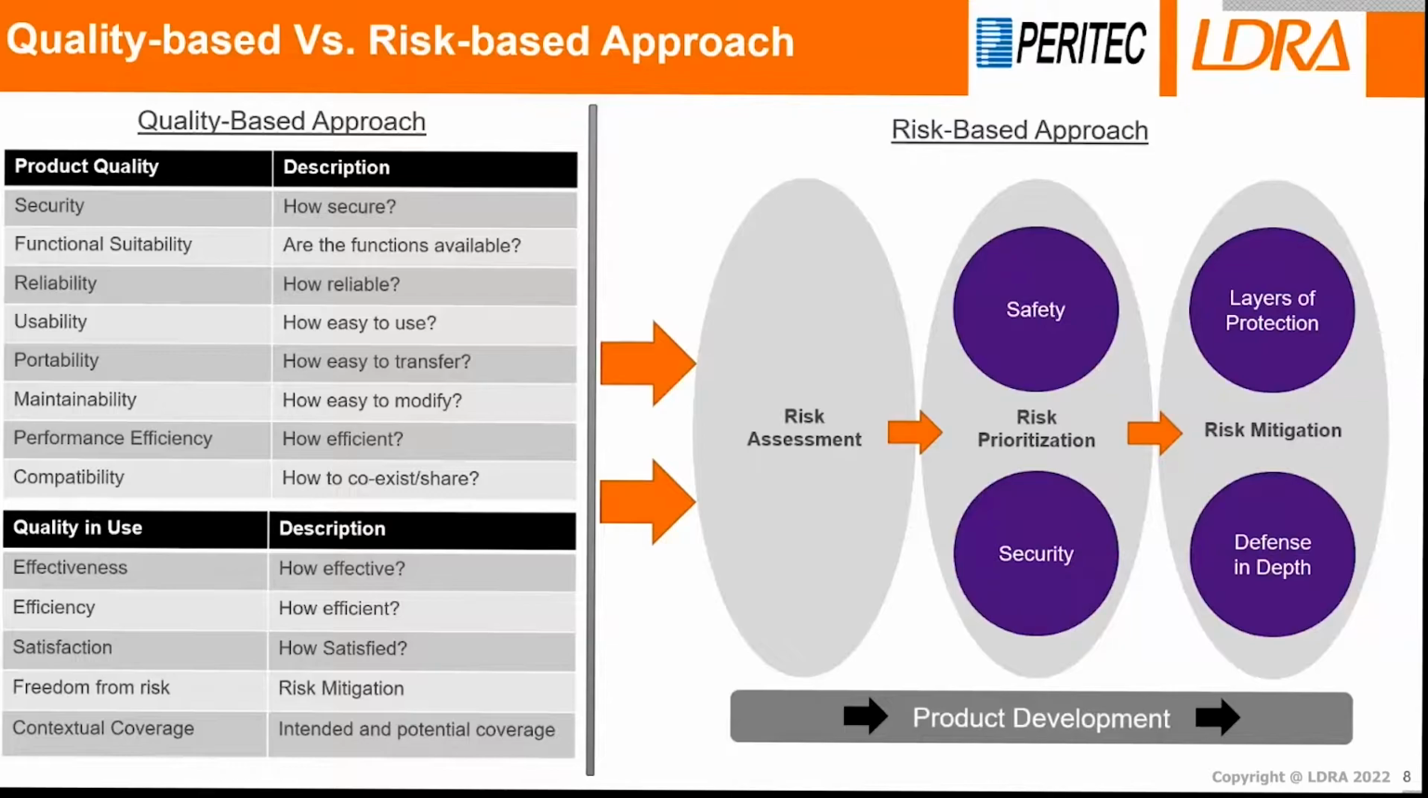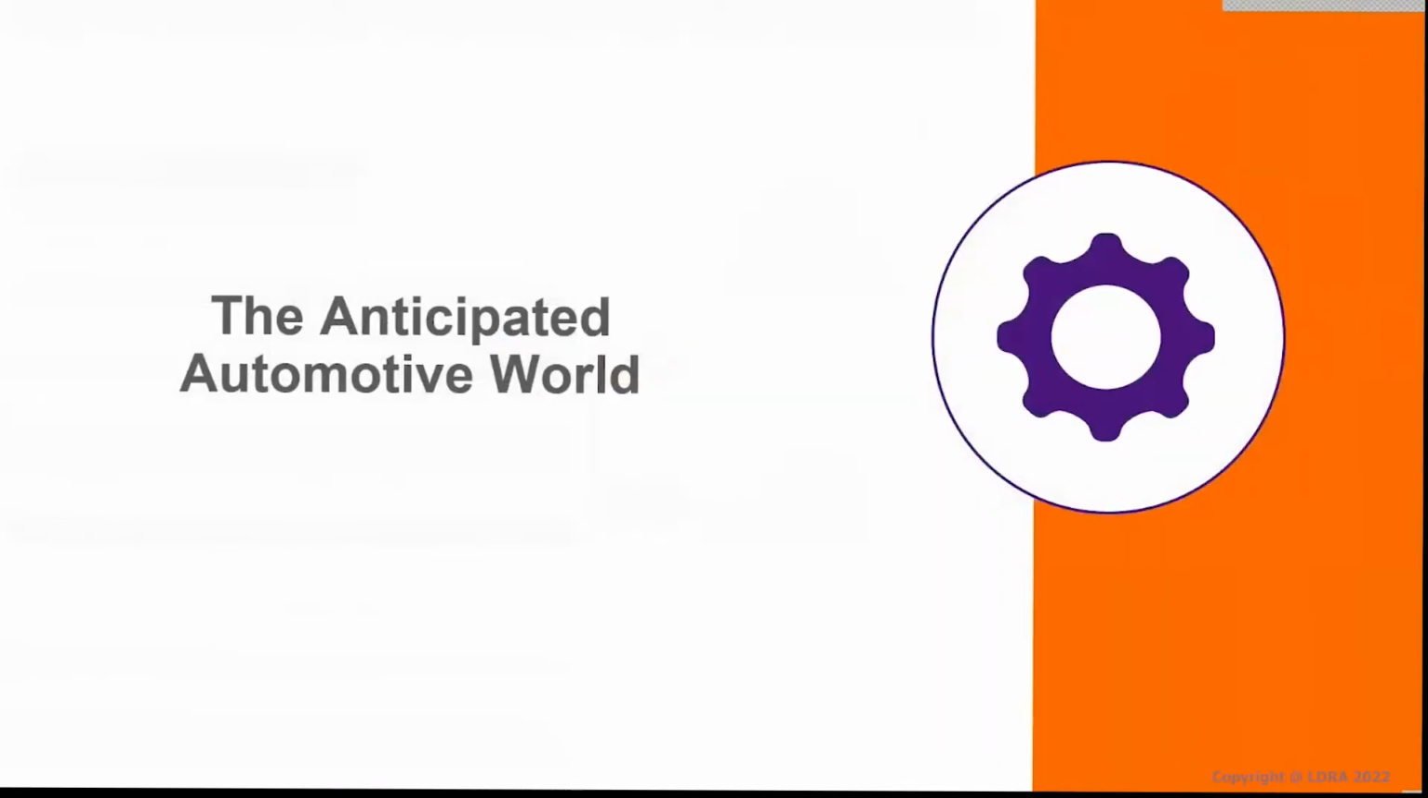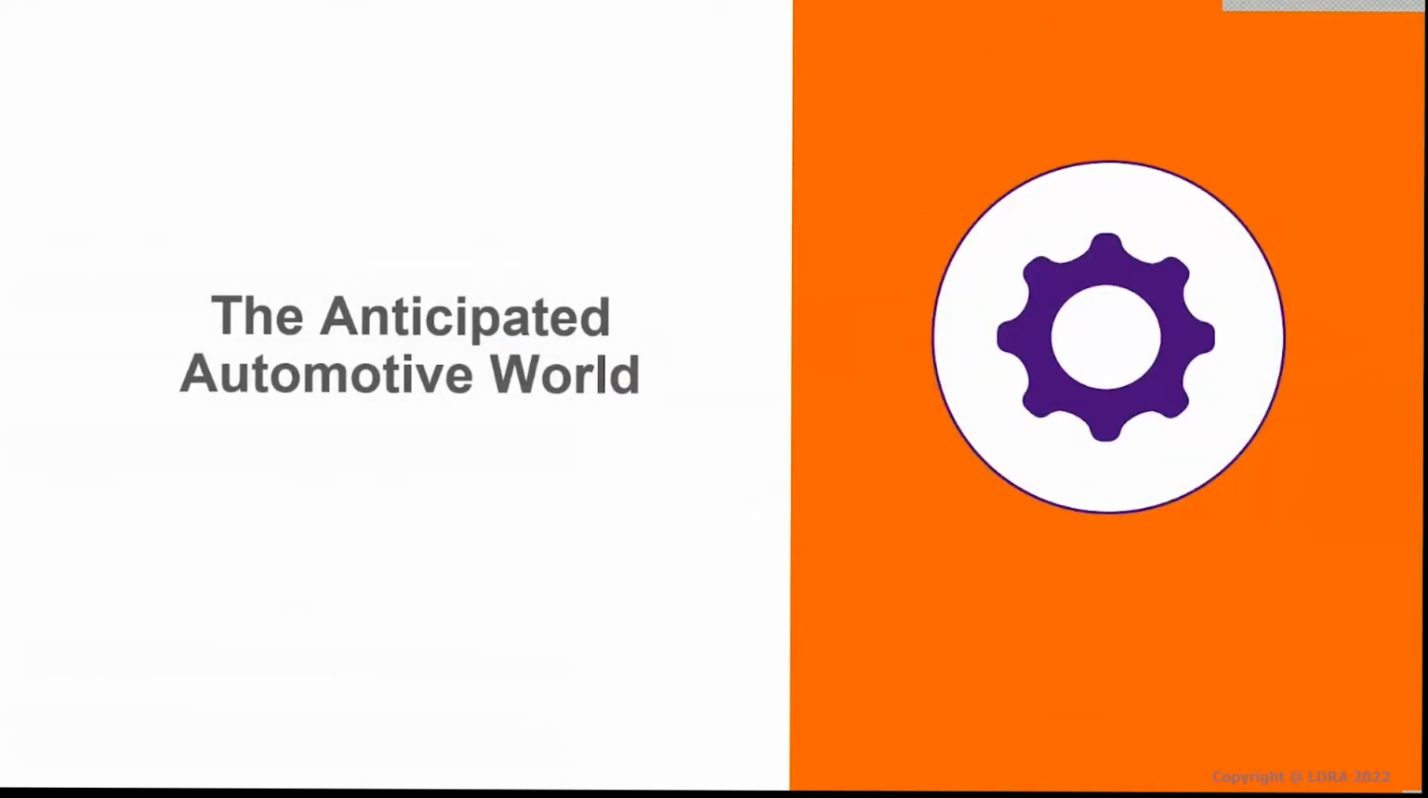And also, when it is connected to the external world, a threat analysis and risk assessment has to be done, where we need to identify the risk, prioritize and classify it, and make sure that the risk mitigation goals are available, and this has become part of the security requirements. So safety requirements and security requirements are derived from the assessed risk and mitigation goals, and that will be the driving factor for developing a safe product or a secure product. So layers of protection or defense in depth will be implemented within the product to ensure that the product is safe and secure. So now let us look into the anticipated automotive world.